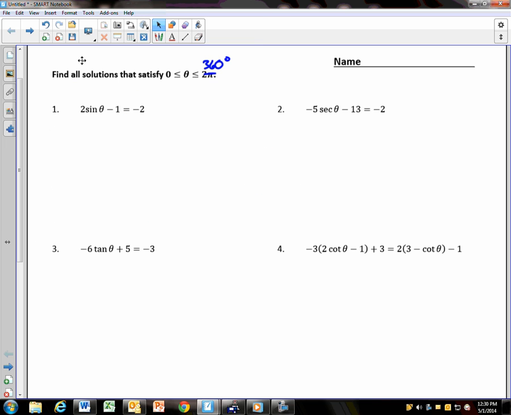What's different about number 2? Secant, yeah, it's a reciprocal of something. We add 13, we get negative 5 secant theta is equal to 11 when we add the 13 over. I divide by negative 5, secant of theta is equal to negative 11 fifths.